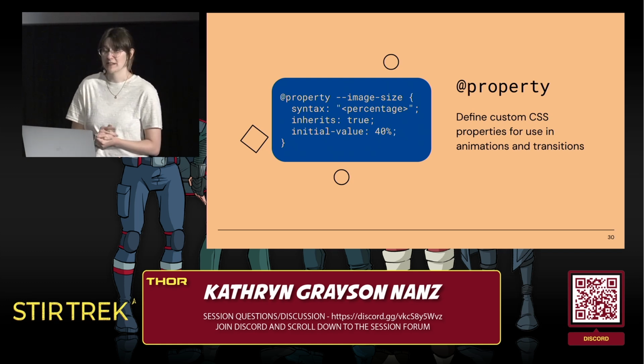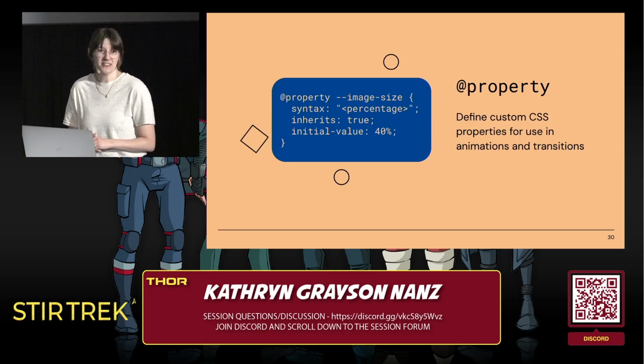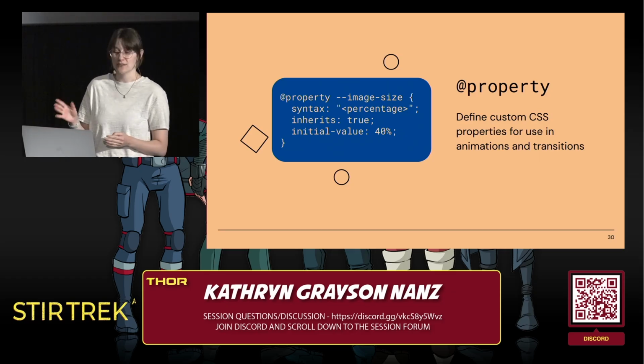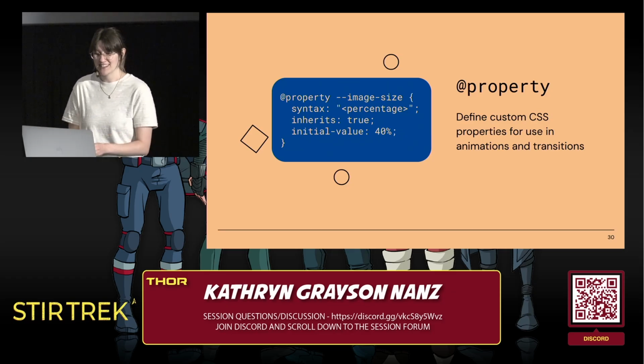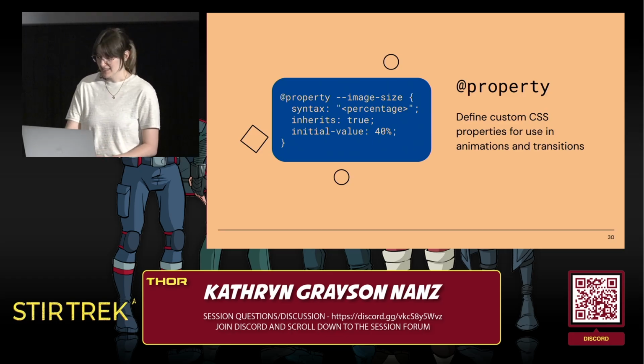Initial value pretty much does what it says on the tin, right? It defines a starting default value for our property. And if we set our syntax option to that any using the asterisk, then this initial value is optional. But otherwise, you guessed it, if it's left out or invalid, no property for us.